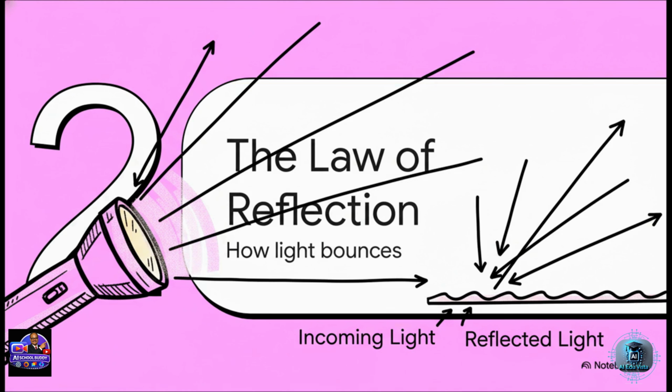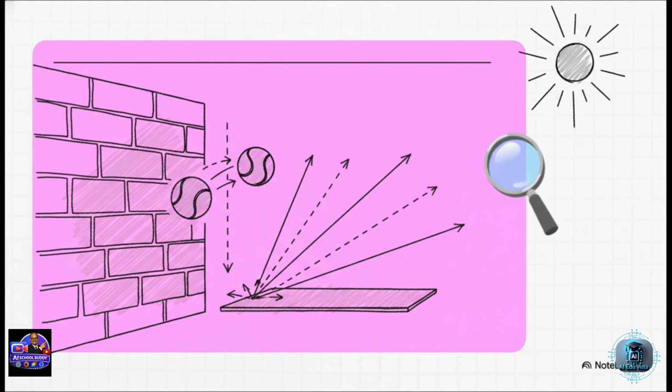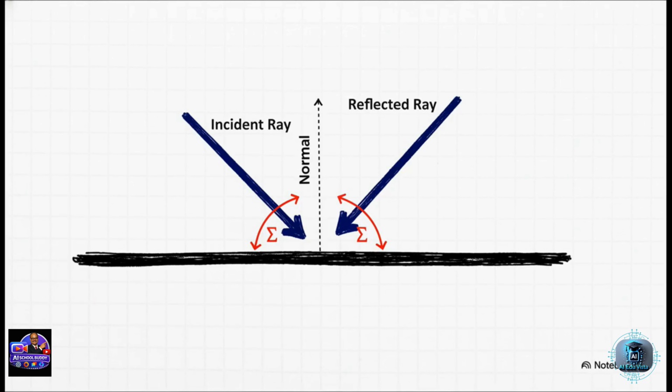We're talking about reflection. Just think about throwing a ball against a wall. It hits and it bounces right back, right? Well, light does pretty much the exact same thing. Reflection is just light bouncing off a surface, like a mirror or a lake, and staying in the same medium, like the air. Now, this bouncing act isn't random at all. It follows two beautifully simple laws.